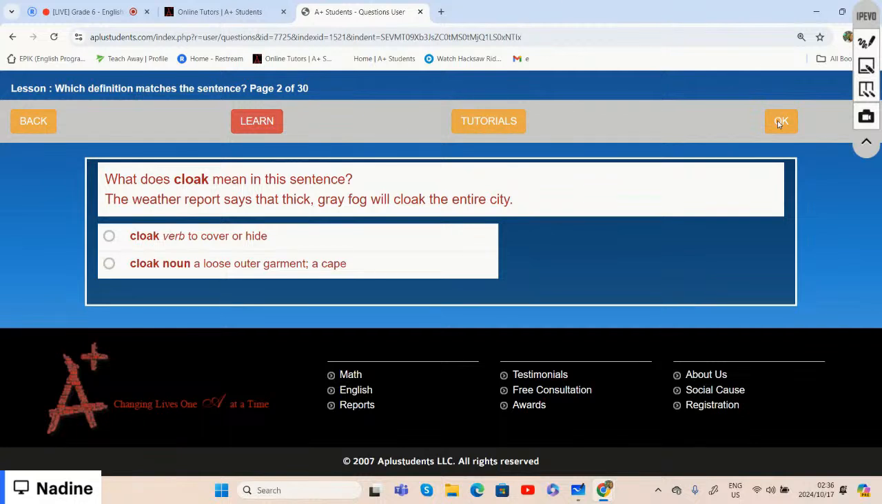All right. The next one says, what does cloak mean in this sentence? It says, the weather report says that thick gray fog will cloak the entire city. Cloak the entire city. Cloak, is it a verb, to cover or hide, or option two, cloak, a noun, a loose outer garment like a cape? Which definition matches our sentence? Option one or option two?